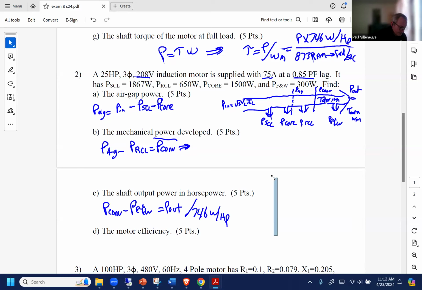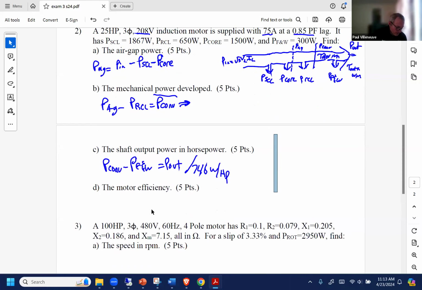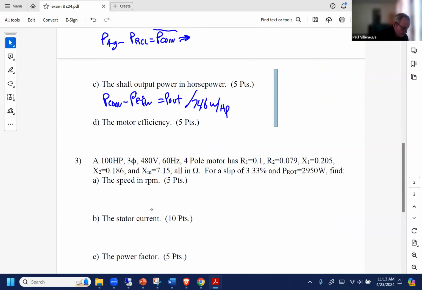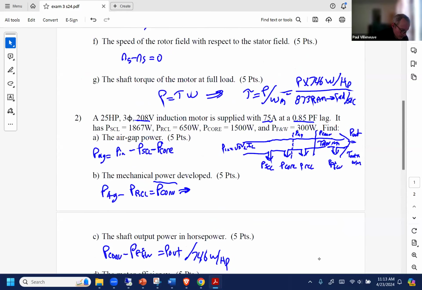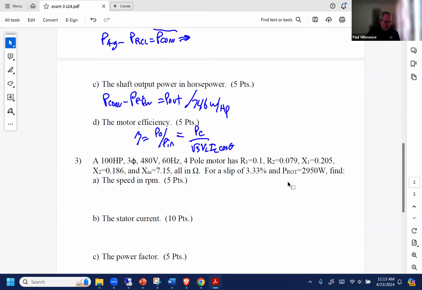And lastly, the motor efficiency is equal to P out over P in. Make sure you're doing these in watts. Your P out is from part C, divided by P in, which is the square root of 3 times V line, I line, times the cosine of theta, or your power factor. I don't think I put the cosine of theta here. I apologize for that. Recognize that the cosine of theta is the same thing as power factor.